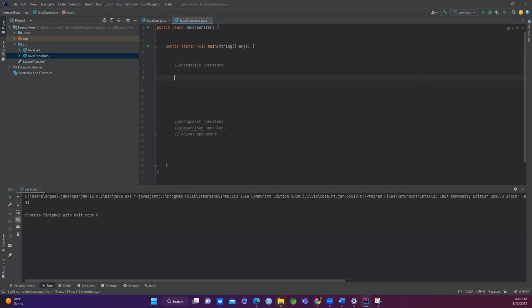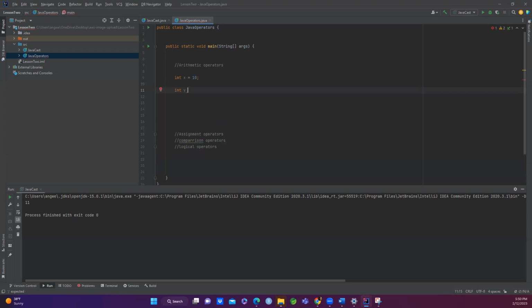For example, if I want to add 2 numbers, I'll say int x is equal to 10. I can come here and say int y. Usually integers are the most used data type because it covers a lot of things. You hear what I mean? So integers are what are used most of the time.